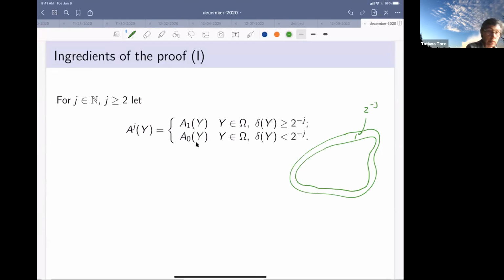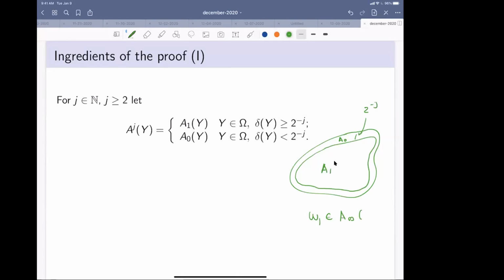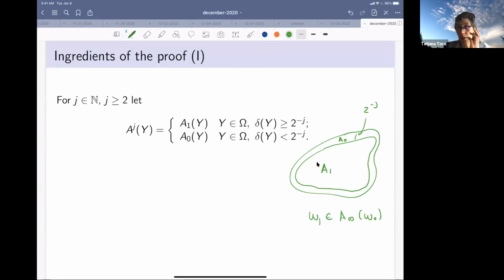And then I define this A_J to be A1 here and A0 here. Remember, I am trying to prove that omega 1, this is what I want, okay? Omega 0. So what I am going to do in some sense, I should say, is approximate, please put big quotations on that approximation. I'm going to approximate A1 by these A_Js. You agree, I mean, these neighborhoods becoming smaller and smaller, so that makes sense.